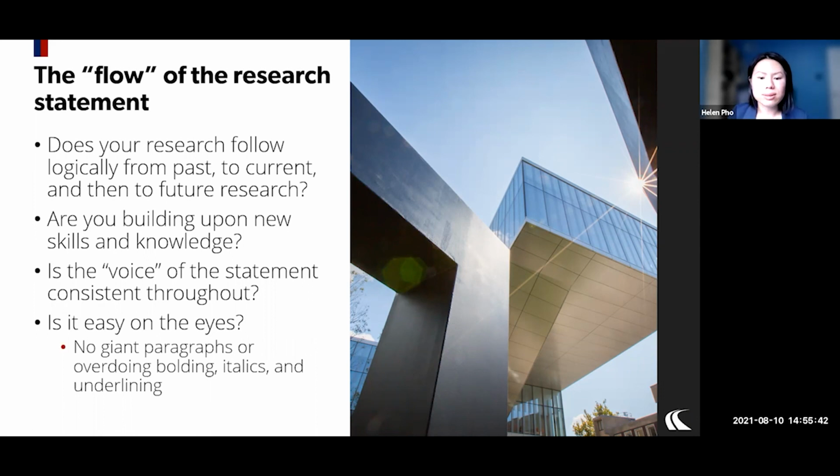And then finally, look at the statement itself, physically on a piece of paper, to see if it's easy on the eyes. Are there giant paragraphs on there? You want to make sure that it's easy to skim, and easy to see where the different sections are. Make sure you're not overdoing the bolding and italics and underlining. Just make sure that the way the document presents itself visually is easy and clear to understand.